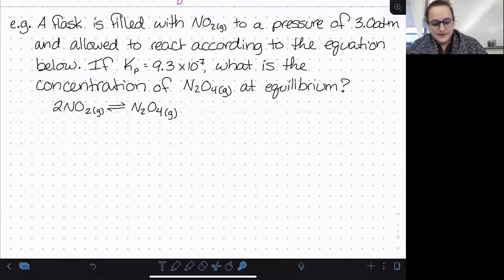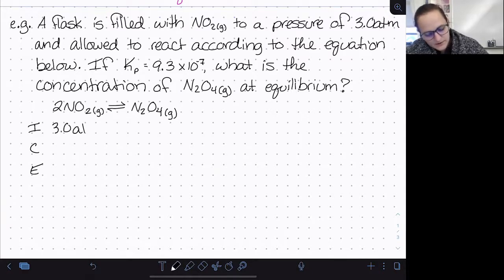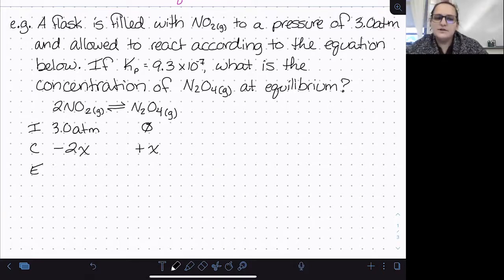So we're going to set up our ICE table in exactly the same way that we have. Initial, change, and equilibrium. We are starting with 3 atmospheres of NO2 and none of our product, which means we are going to need to produce product and consume reactant to get to equilibrium. And our coefficients in our reaction tell us for every x atmospheres of N2O4 we produce, 2x atmospheres of NO2 are going to be consumed.